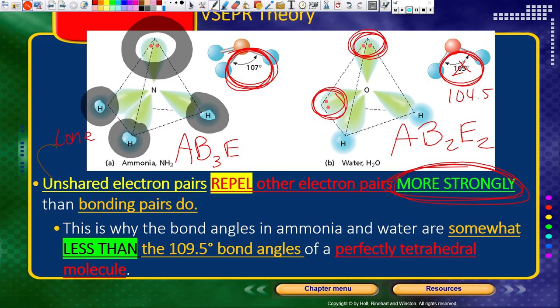So one more time, very last bottom bullet. This is why the bond angles in ammonia and water are somewhat less than the 109.5 bond angles of a perfectly tetrahedral. And again, the reason why is because what do lone pairs do in terms of space? Take up more space. Very good.